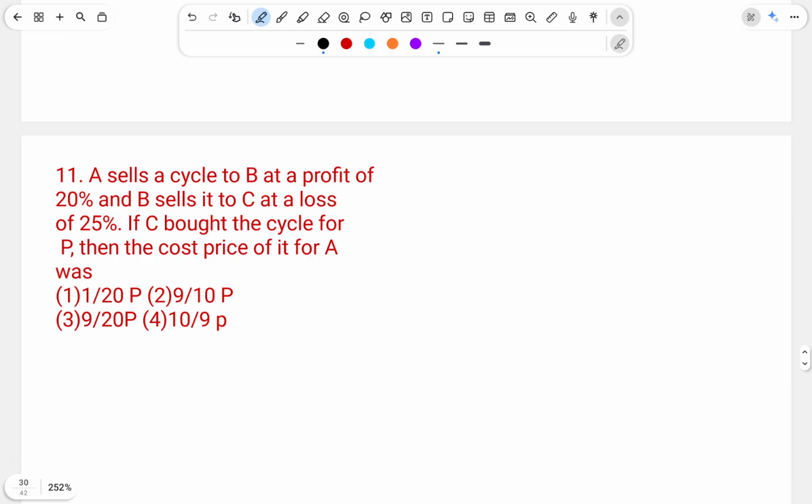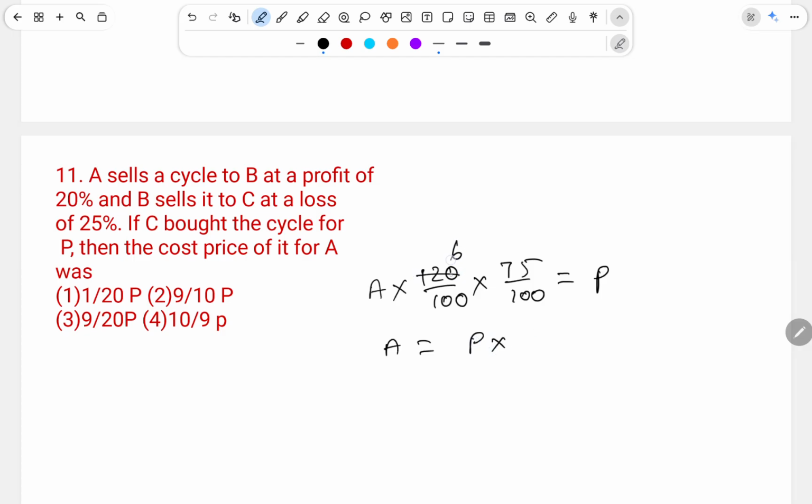A sells a cycle to B at a profit of 20%. B sells it to C at a loss of 25%. If C bought the cycle for P, then the cost price of A is. So let A cost price be A itself. A sells it to B at 20% profit, means 120 by 100, into B sells it at a loss of 25%, means 75 by 100, which is equal to P. Now A is equal to P into 6 by 5, 25 3 is 25 fours. So 4 into 5, 20 by 6 into 3, 18. So 2 tens, 2 nines. P into 10 by 9, fourth option.